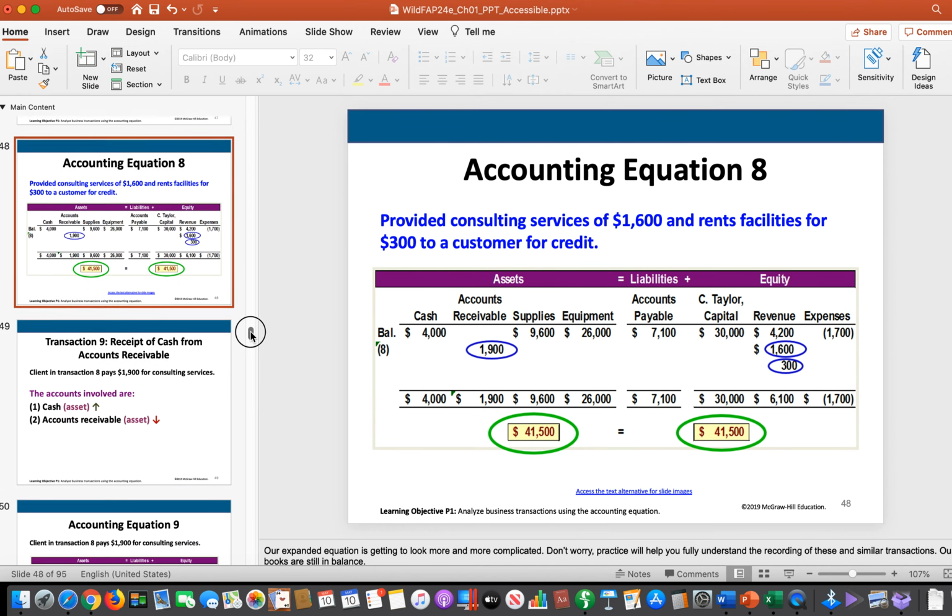So, with that in mind, as you can see here, let's look at this. $1,600 plus $300 is $1,900. So receivables went up by $1,900, and revenue went up by $1,900, as you can see on the right-hand side of the equation. So both sides are still in balance. Assets equals liabilities plus owner's equity. You have $41,500 worth of assets, and you have $41,500 worth of liabilities and equity.